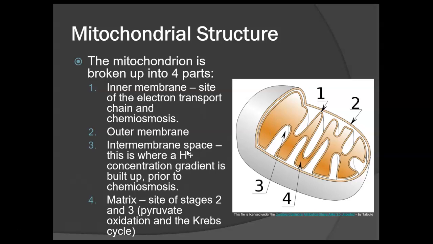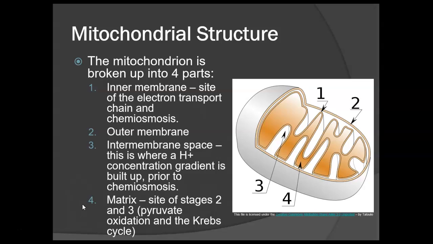There's what's called an intermembrane space, which is the space between the two membranes, colored in this gray-white color that you see here. This is where a concentration gradient is built up prior to chemiosmosis, which we discussed in photosynthesis. And then secondly, there's a mitochondrial matrix, which is this orangey color in the middle here. That's where pyruvate oxidation and the Krebs cycle take place, which are both parts of the process that we're interested in here.